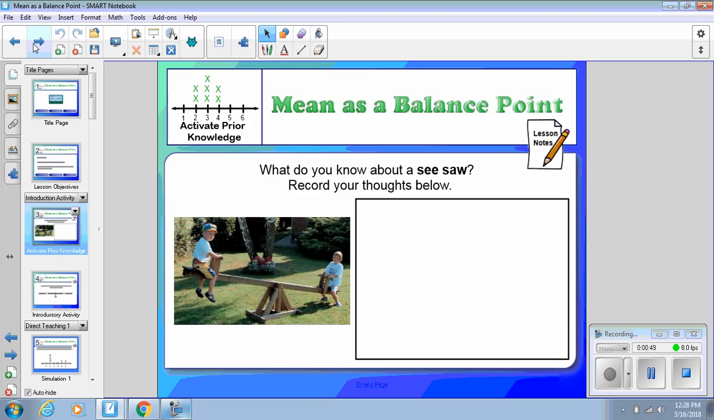So it's just some kind of background. We're going to go through this part quickly. Mean as a balance point is kind of like a seesaw. The fulcrum is the balance point because it allows you to go up and down on the seesaw. The balance point of your mean would be the middle of your numbers that you have in your data set. So that's how it is kind of similar, and that's where you'll hear me relate to the seesaw.